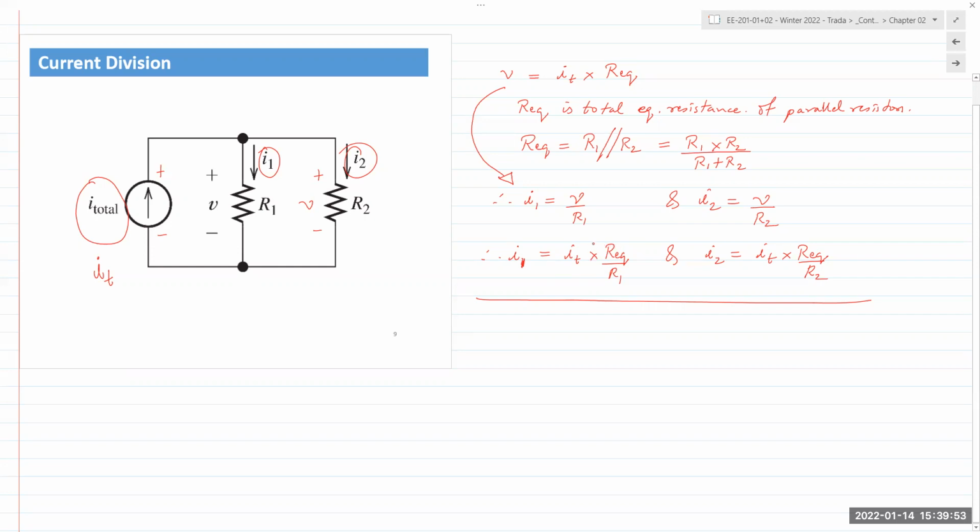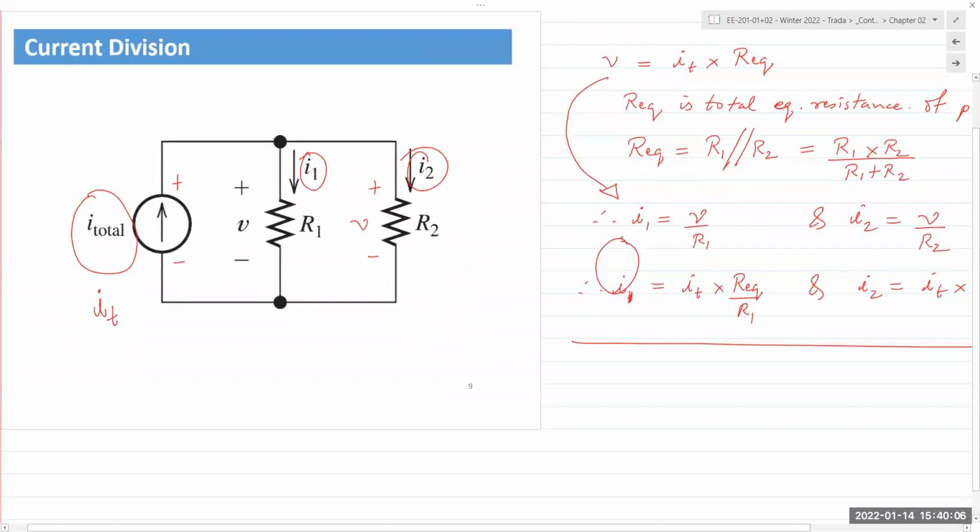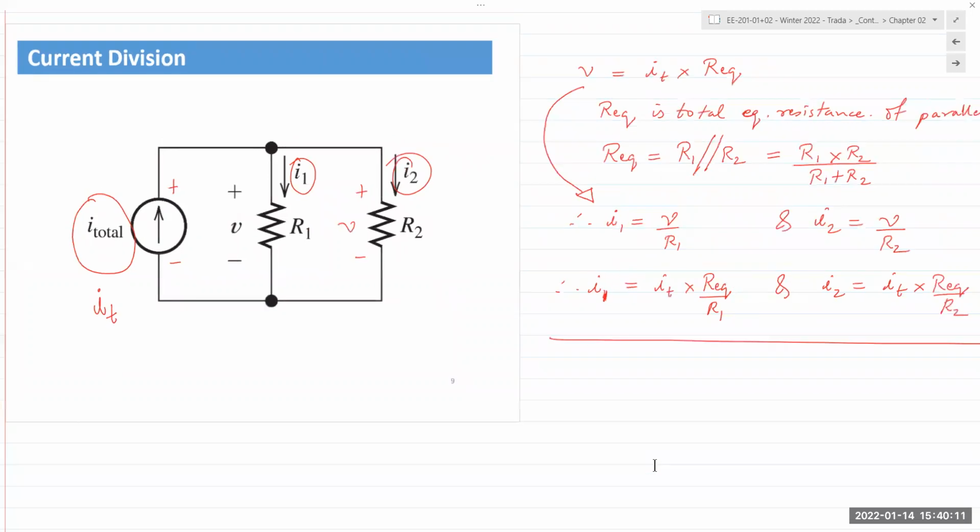Okay, it's the opposite of voltage division. In voltage division, you have the resistor in the numerator and Req below in the denominator. In current division, you have Req up top and the resistors R1 and R2 at the bottom. Okay, so let's look at an example problem.